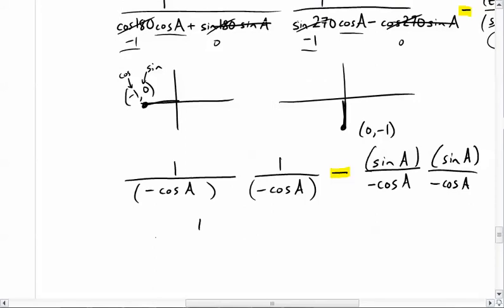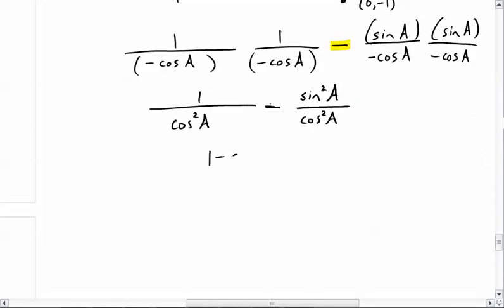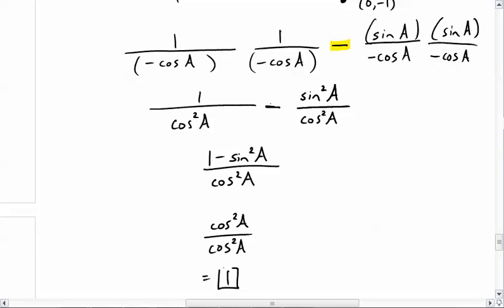So I get 1 over negative cos A times negative cos A is positive cosine squared A minus sine squared A. Negative times negative is positive cosine squared A. So now I have a common denominator. I can just subtract the numerators. And because cos squared plus sine squared is 1, 1 minus sine squared is cos squared. Wow! All of that just became the number 1. How amazing is that?